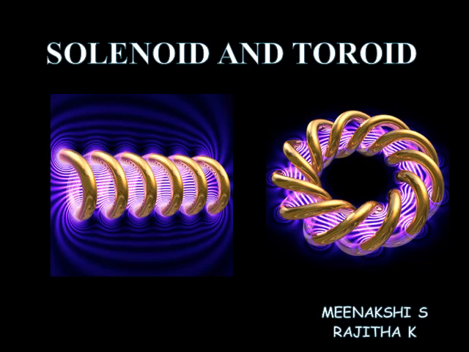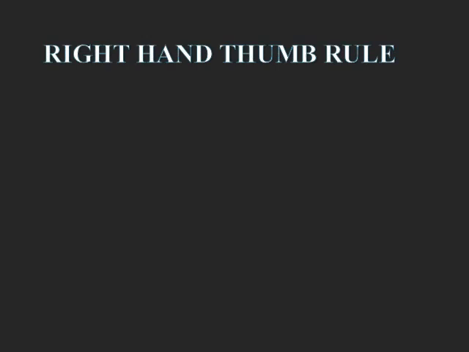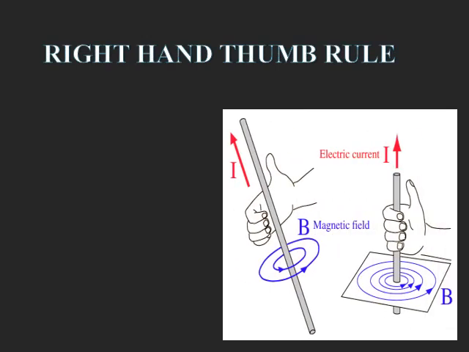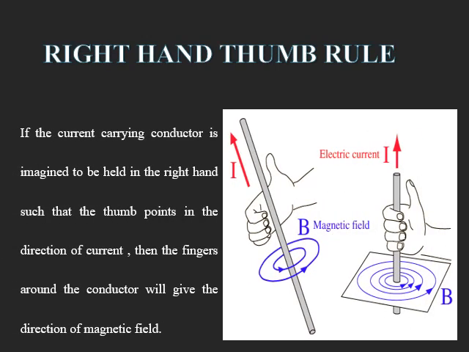To begin with, let us recall our right hand thumb rule. We have already studied that if the current carrying conductor is imagined to be held in the right hand as shown in the diagram, then the thumb points in the direction of the current and the fingers that are around the conductor give the direction of magnetic field.